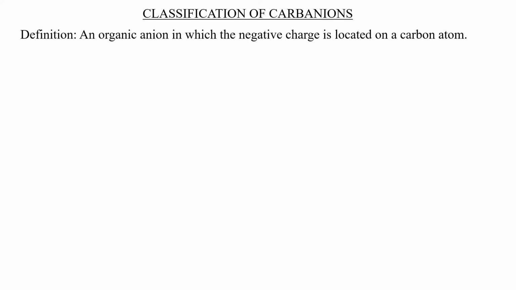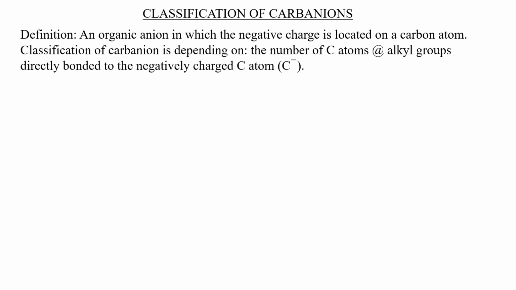Now let's proceed to the second intermediate, which is carbanion. Carbanion is defined as an organic anion in which the negative charge is located on a carbon atom. It can be classified into primary, secondary, or tertiary carbanion depending on the number of carbon atoms or alkyl groups directly bonded to the negatively charged carbon atom.